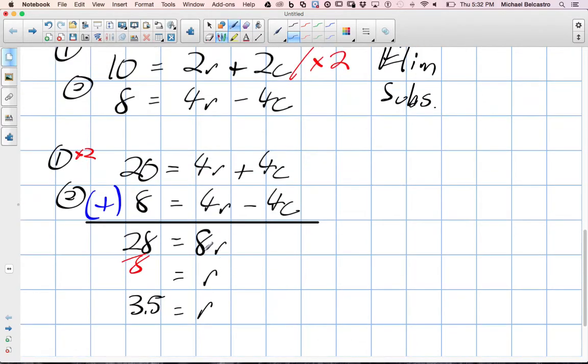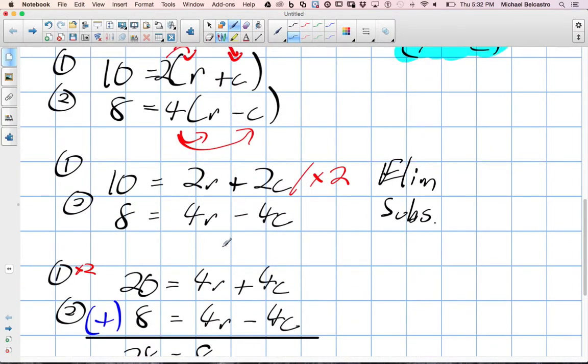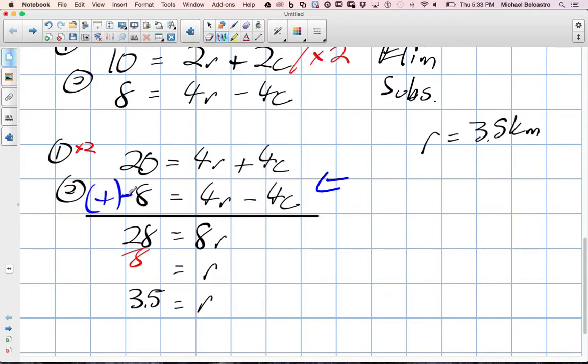Now that we have the r, what do you think is the fastest way to figure out our c? We know that r is 3.5 kilometers an hour. We would substitute it back. We could eliminate again. We could go right back to this step and then subtract the two equations, and that would get rid of the r. That rarely happens in elimination. Substituting might be a really fast way to do it, so let's do it. Do you want to use equation 2 or equation 1 to substitute with?